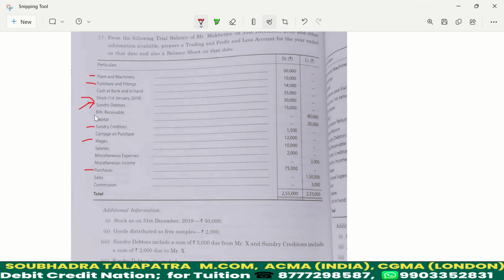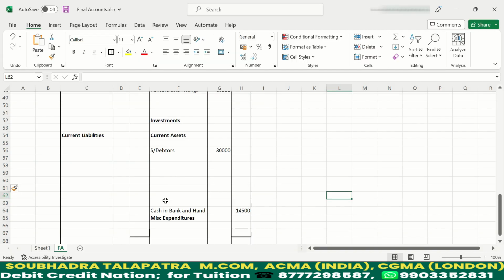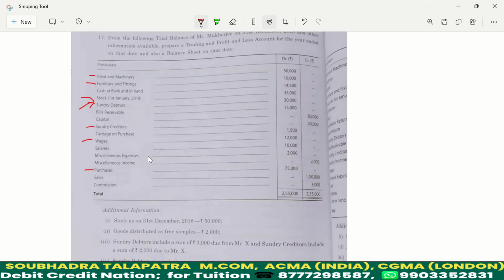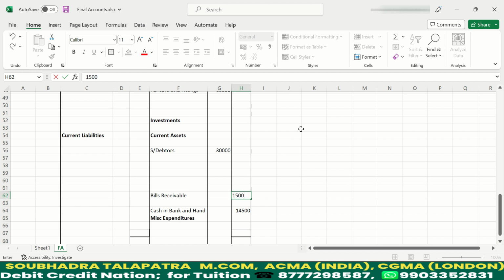Alright, next item I have is bills receivable, so I'll add it here. Bills receivable, again, is an asset. It is similar to sundry debtors, that means you are about to collect money on maturity from these customers. So 15,000 is my bills receivable, no adjustment.